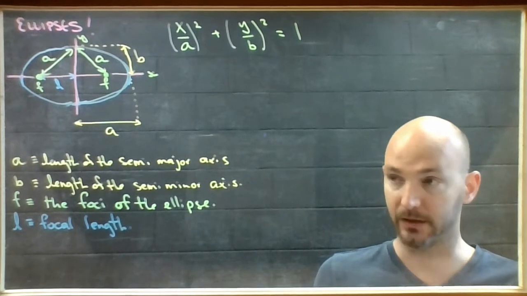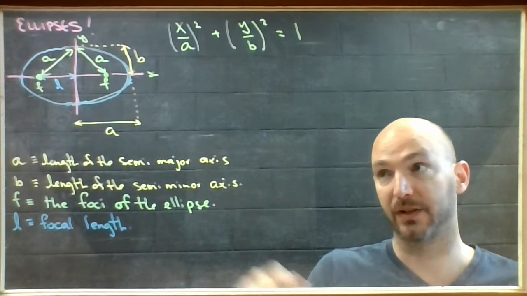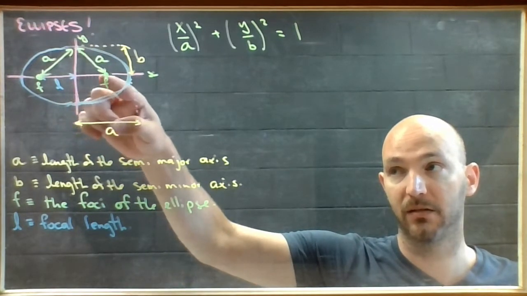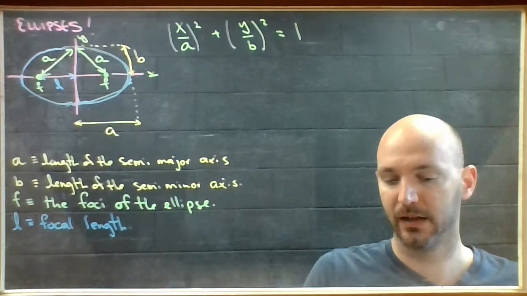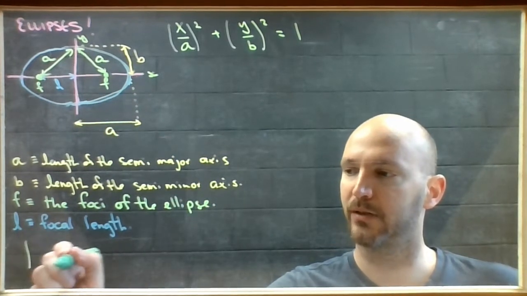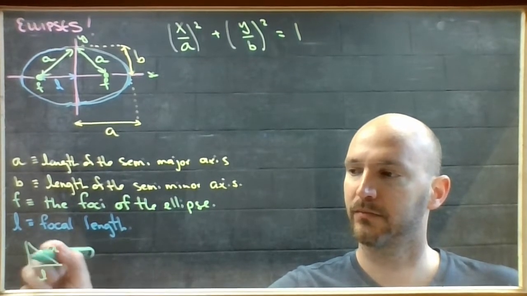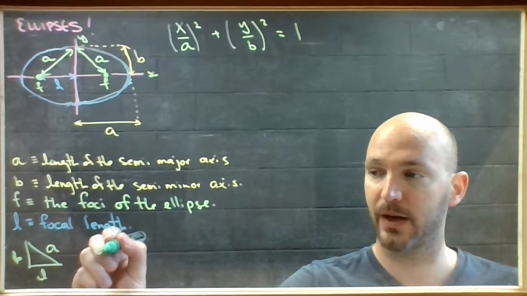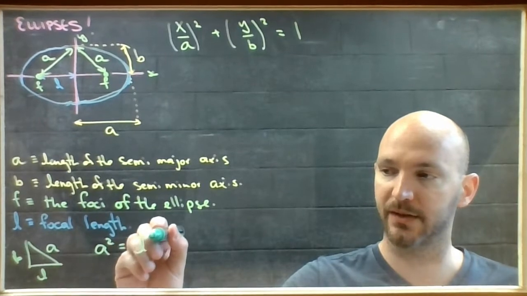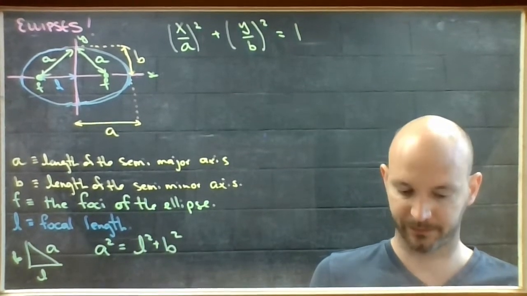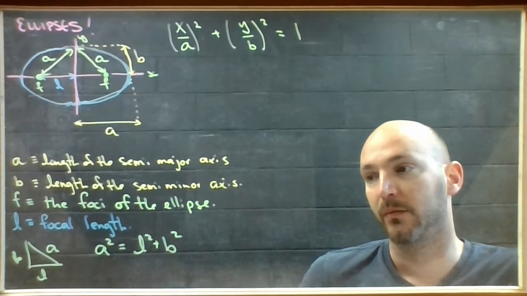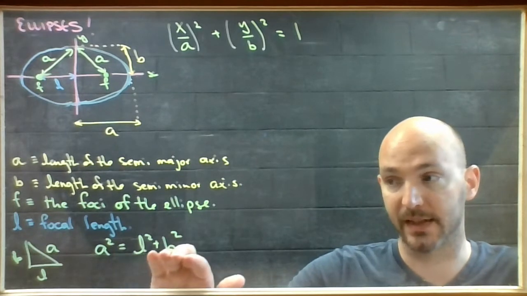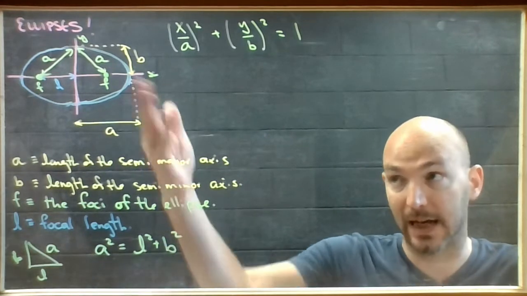Okay, good. So by definition, if you look at this little diagram, I have B here, L there, and A there. That draws a little right-angle triangle, like this. And so by definition, for the Pythagorean theorem, A squared must equal the focal length squared plus B squared. So you can see how this was based on triangles, and there it is. Every triangle that satisfies this particular relationship lies on this ellipse.